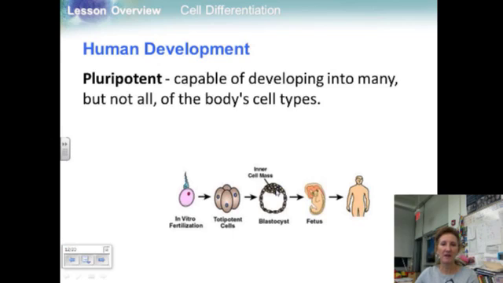Embryonic stem cells are found in the inner cell mass of the early embryo right here, and this is what scientists most frequently would like to use, because it does develop. These are stem cells that can be developed into most anything.